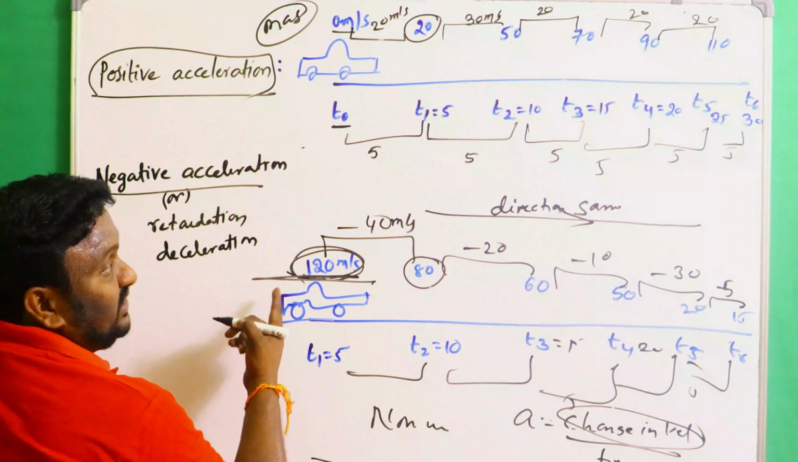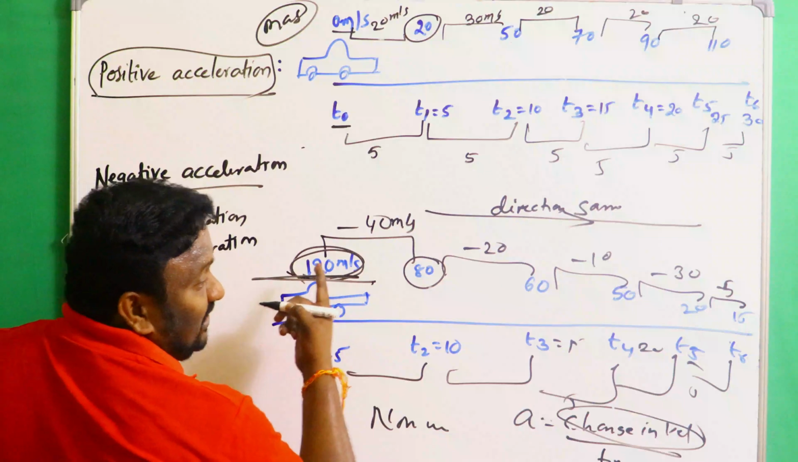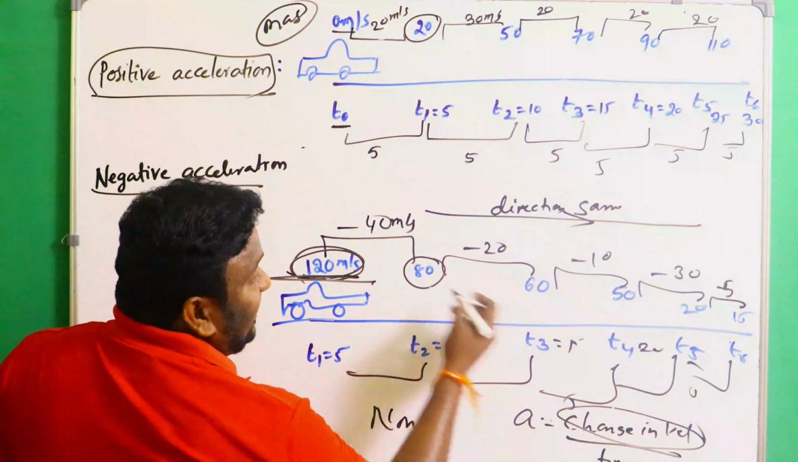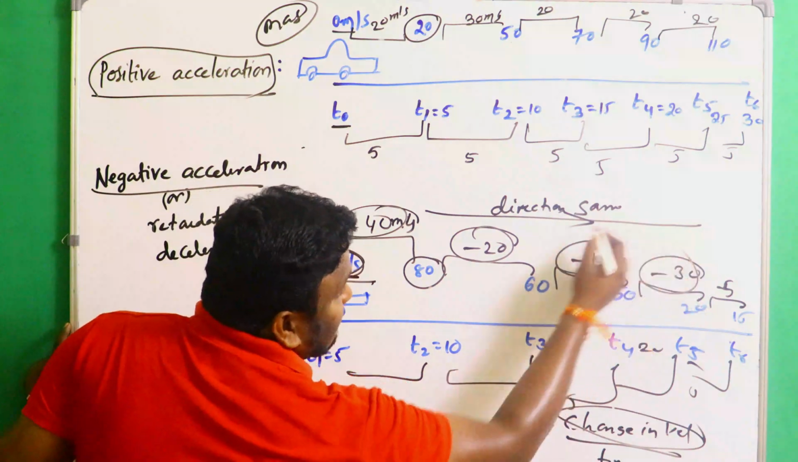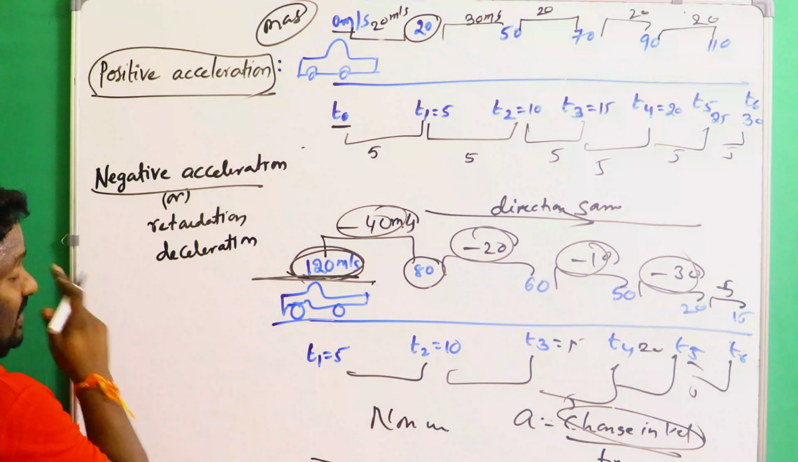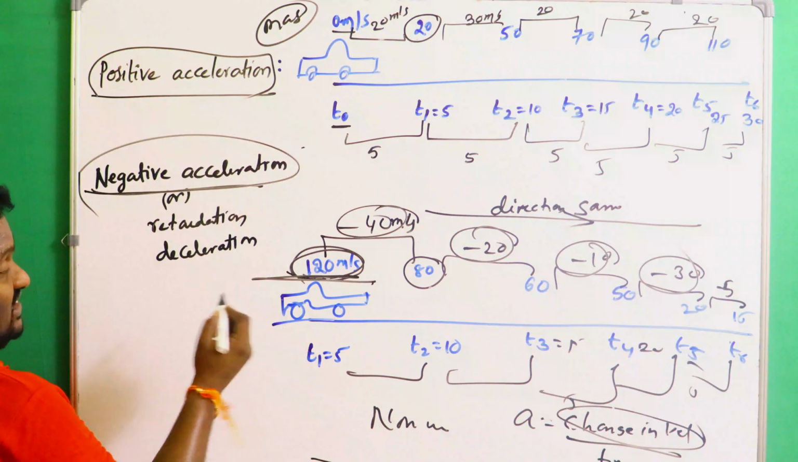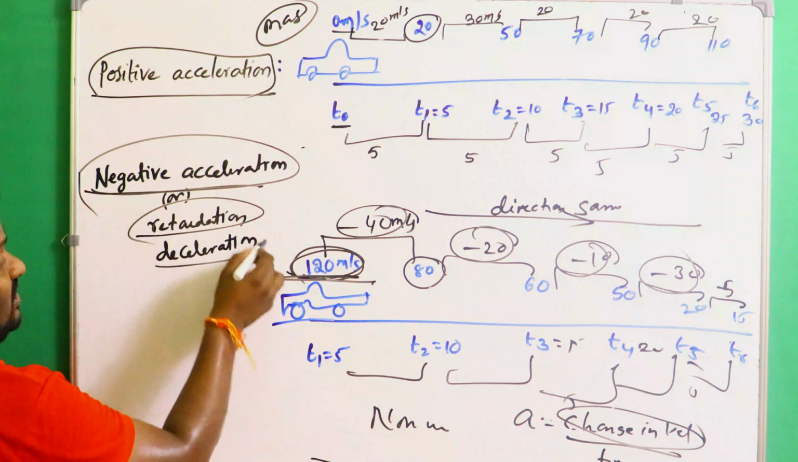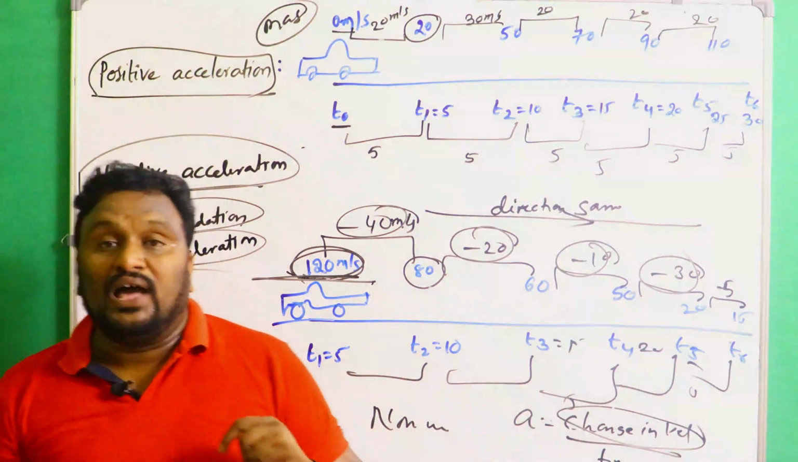But where is the difference here? The magnitude of velocity changes. It decreases. When it decreases, the change in velocity is negative. When the change in velocity is negative, acceleration is also negative. That's why this is negative acceleration. Negative acceleration is also called retardation or deceleration. So that is simply about negative acceleration.